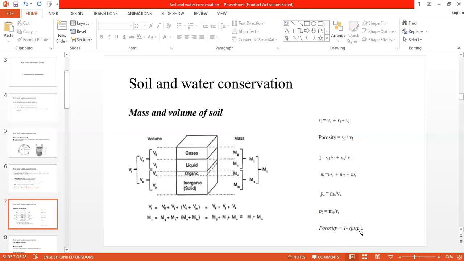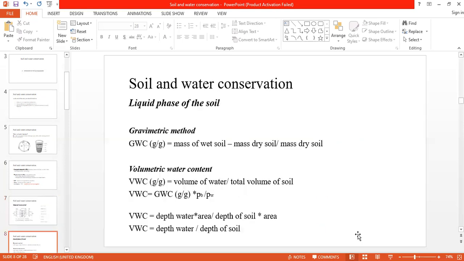So there are two ways in which we can measure porosity. First is just finding the volume of pores divided by the total volume. Or we can use this formula if we have the bulk density. We'll look at these examples tomorrow as we start.